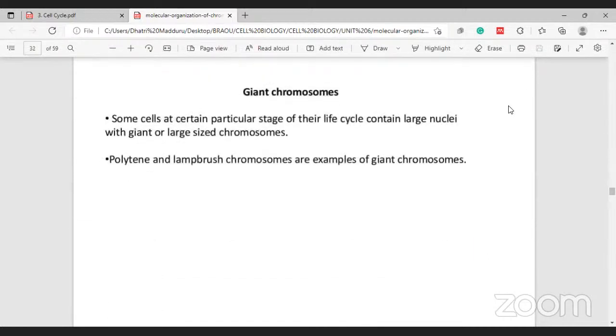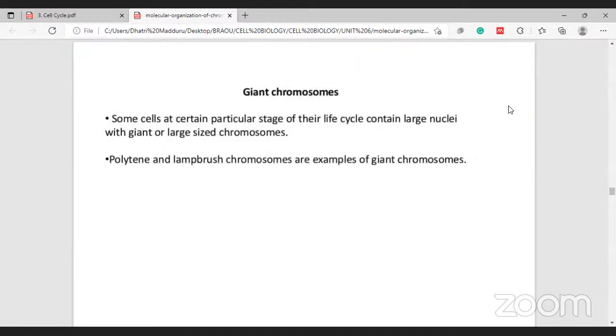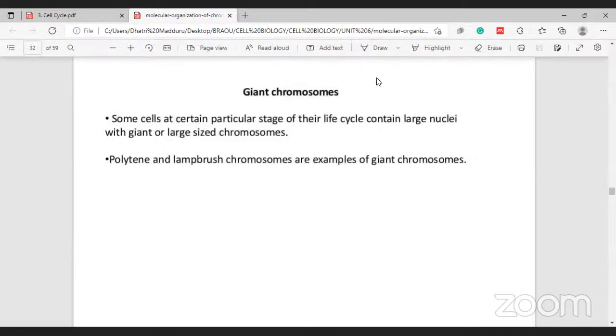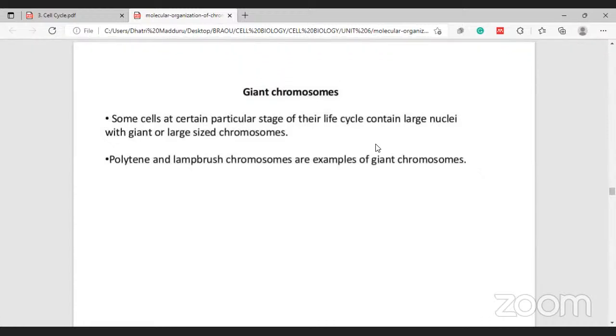Then we have some giant chromosomes, which are special types of chromosomes. They are large in size, usually seen in salivary glands. They are called polytene or lampbrush chromosomes. They are larger in size.